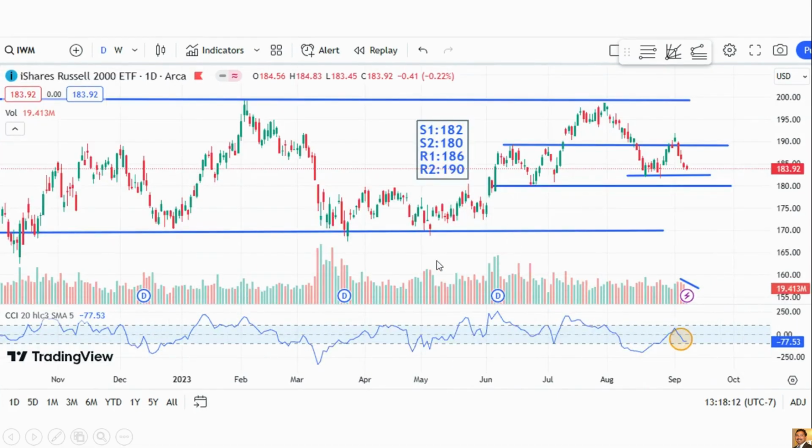And this is IWM. Again, same, the volume is going down. This is again a daily chart, the volume is going down and the bars are becoming narrow. So there is a chance of a bounce here. My support is 182 and the resistance is 186 and 190. I'm expecting it can go to 180, and from there it can go up, because I see the CCI is also getting flattened here. So there is a chance it can go down to 182 or 180, and from there it can bounce to 186.